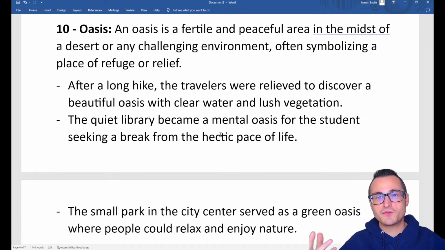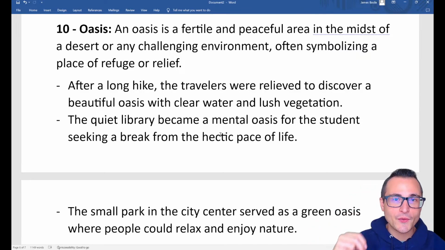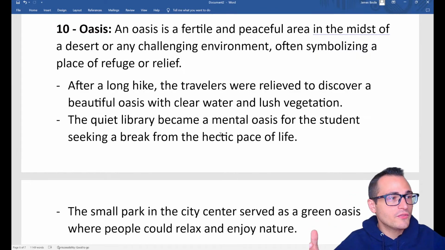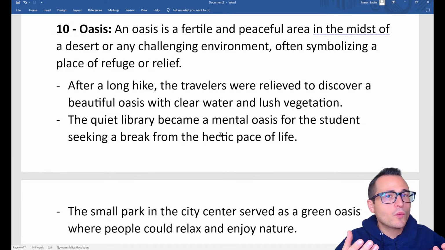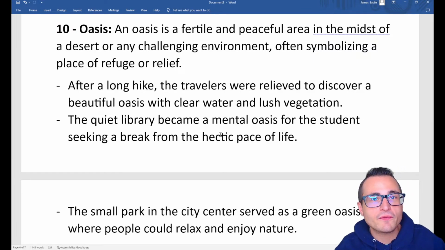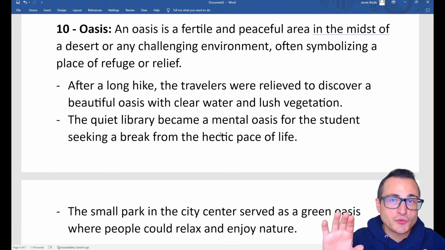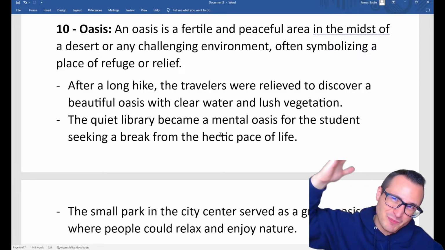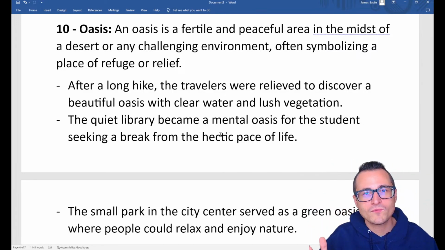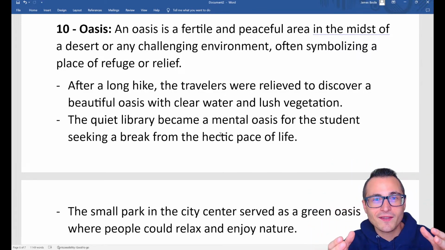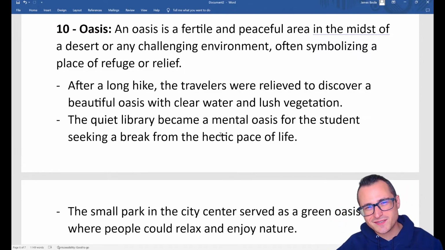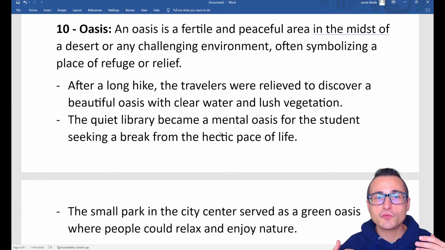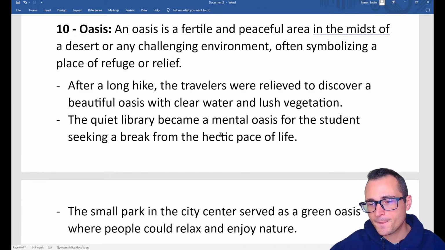So, the travelers were hiking on the mountain. There was no water. They were thirsty. There was no beautiful green vegetation to stop the sun from beating on them. So they found an oasis. They found a place where they can rest, they can drink water, they can relax, and refresh themselves.